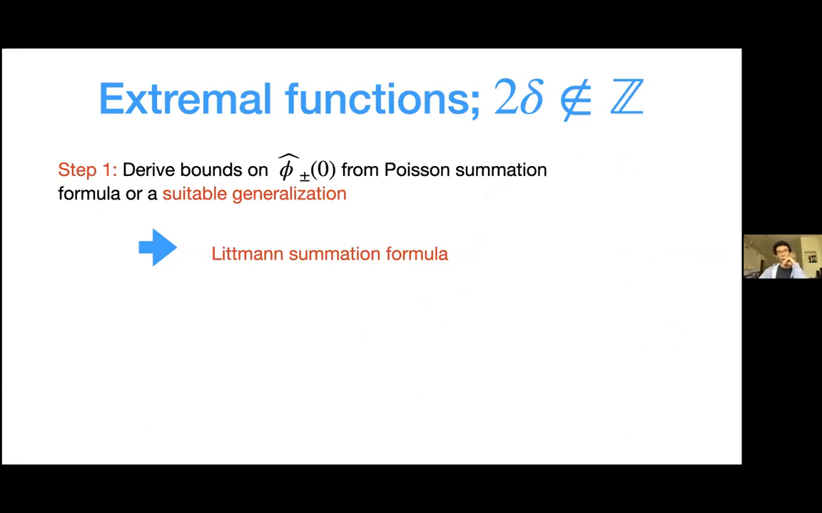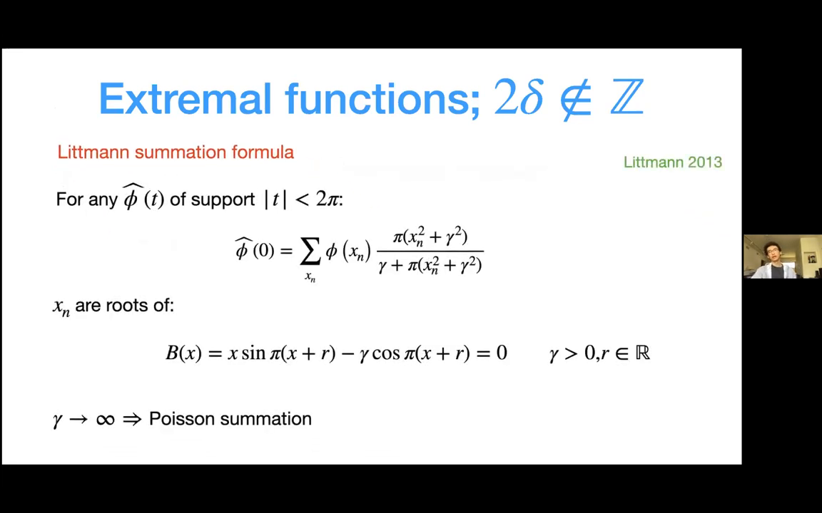Now I can also discuss the non-integer case. For non-integer sized intervals, the steps are similar, but instead of the Poisson summation formula, you need to use some generalization. It turns out that the suitable generalization is this Lippmann summation formula, which was actually derived somewhat recently. Let me explain that.